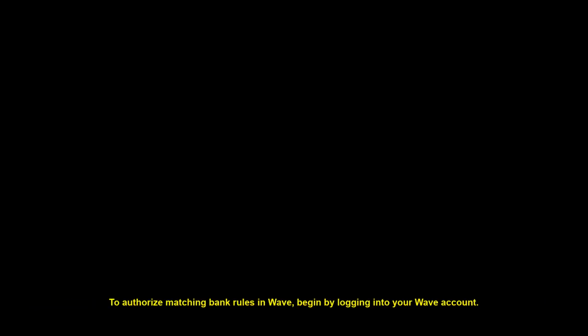To authorize matching bank rules in Wave, begin by logging into your Wave account. Navigate to the Banking tab located in the left sidebar. Select the bank account for which you want to authorize bank rules. Click on the Transactions subtab to view your transaction list.